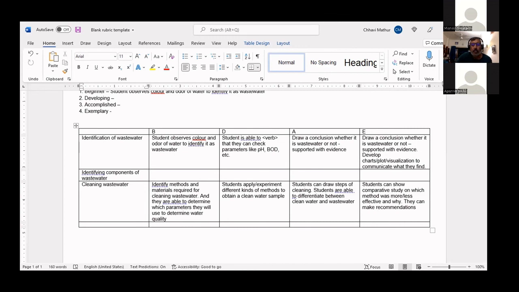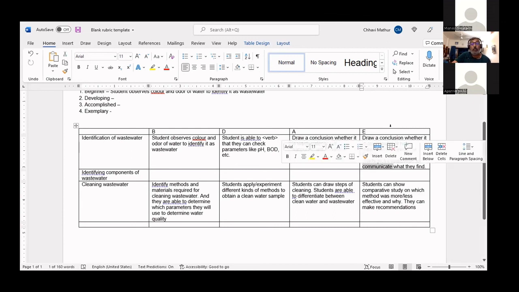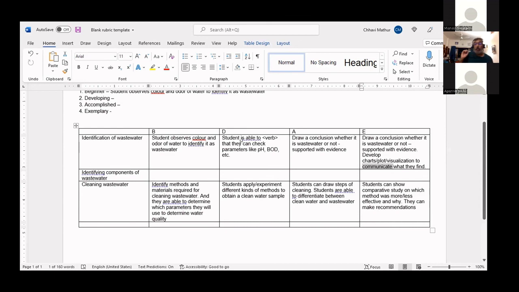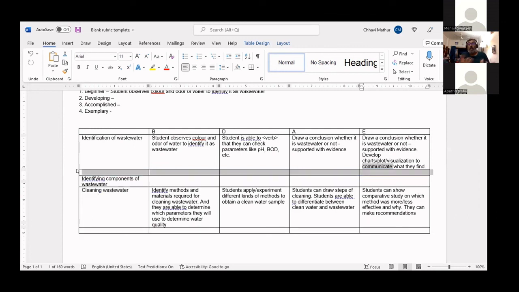Perhaps one thing here though, under exemplary, under identification of wastewater, what you've said is that to qualify as exemplary, you want the student to also develop some kind of communication or visualization. And I'm wondering whether that would be a separate criteria. So, what level of communication? Maybe you want to just expect that of all the students, that you are going to communicate what you find. And then the levels of communication would be like one sentence compared to a paragraph compared to a paragraph with charts and some kind of visualization, and how good that visualization is.